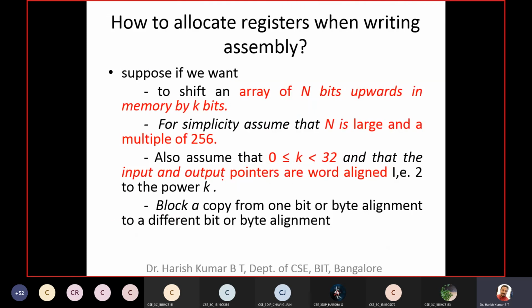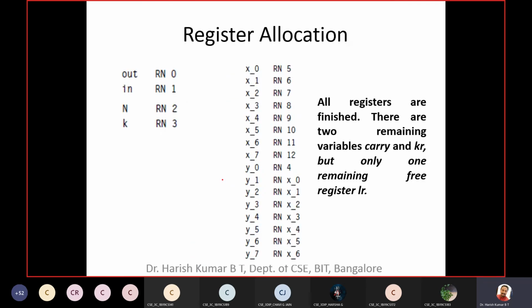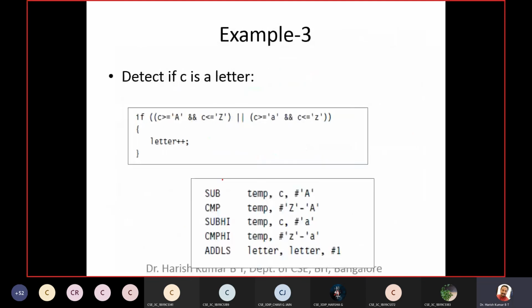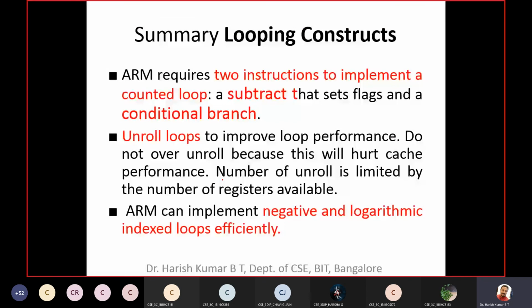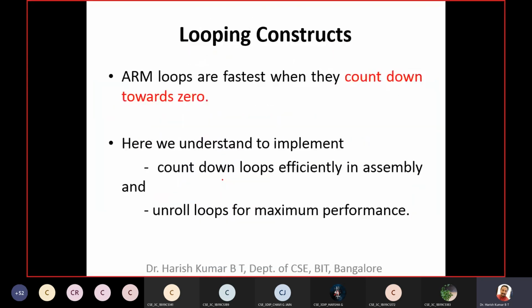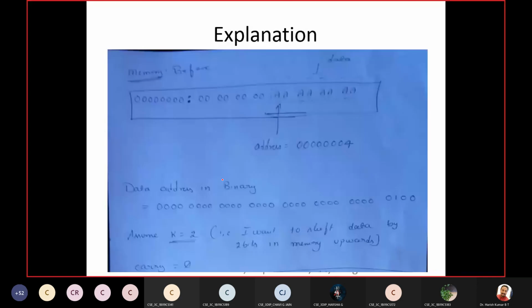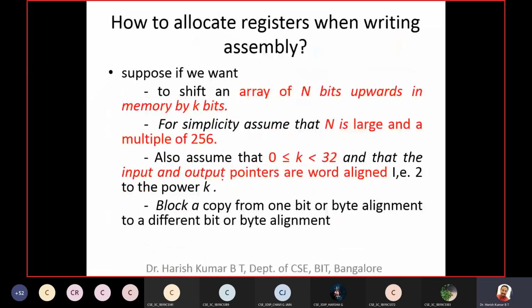Next, from here we will discuss in the next class how to allocate registers when writing the assembly. We have a few more examples. I think I need another two to three classes to finish all these things. We'll stop here. From here we'll continue with tomorrow's class.